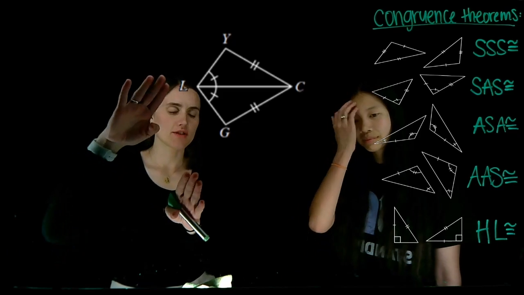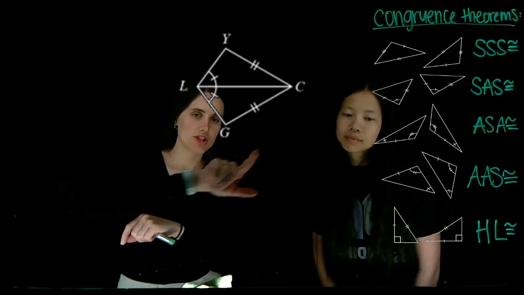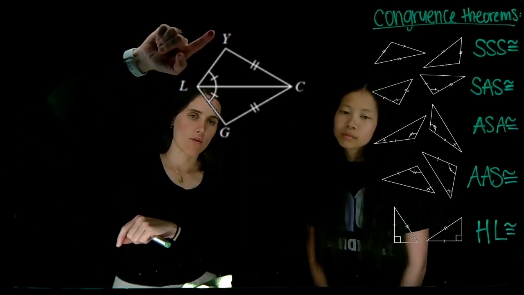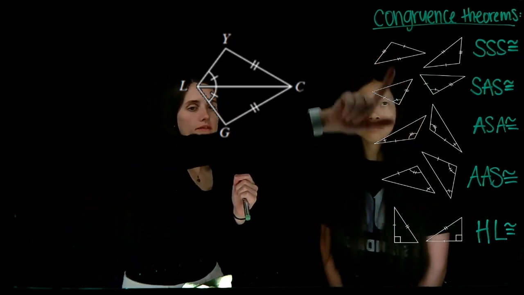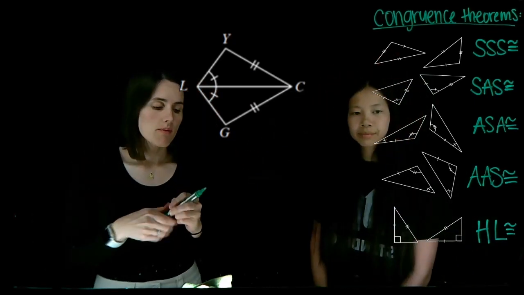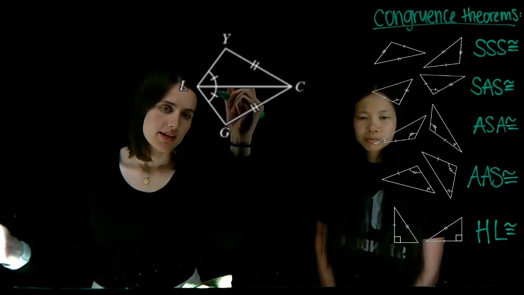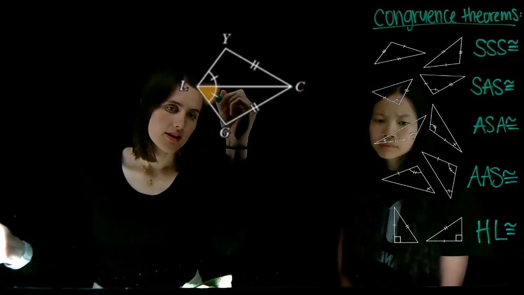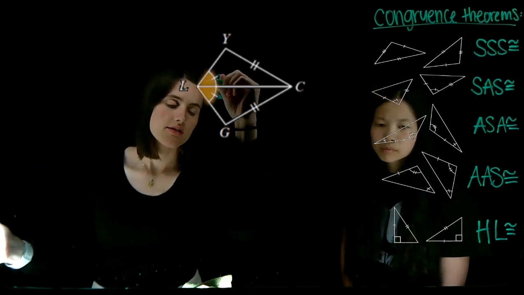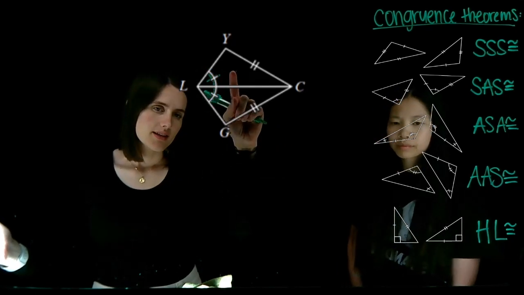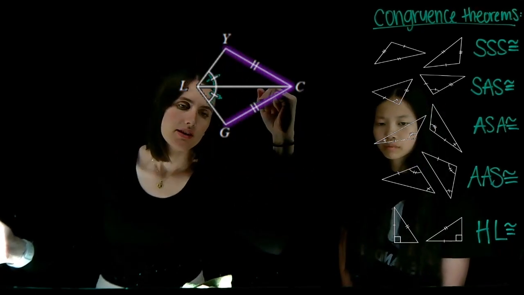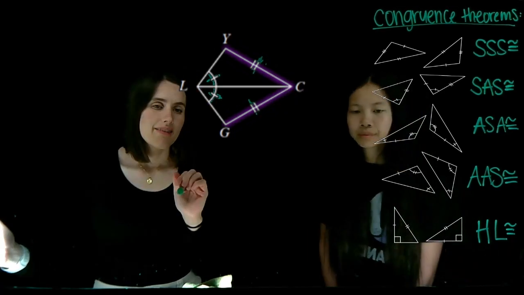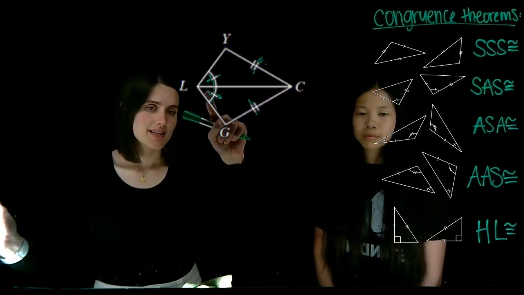Let's look at these triangles here. We have triangle LGC and triangle LYC. And let's see if we can prove that they are congruent using one of these congruence theorems over here. Let's start by marking what we know is congruent. We can see here that because this angle has one tick mark and this angle has one tick mark, they are congruent. And then we can see that side YC is congruent to side GC because they have 2 tick marks. And then the last thing we can see is this shared side here.